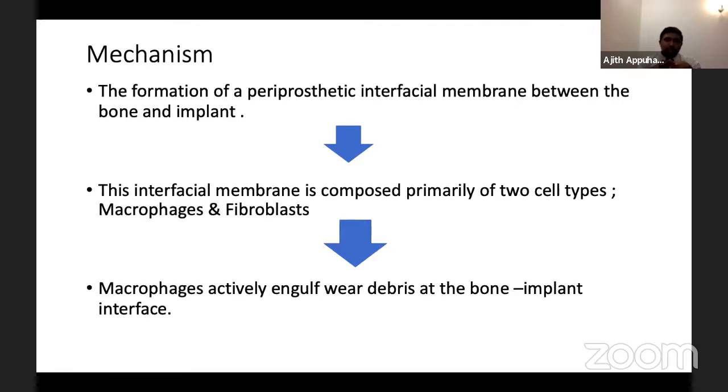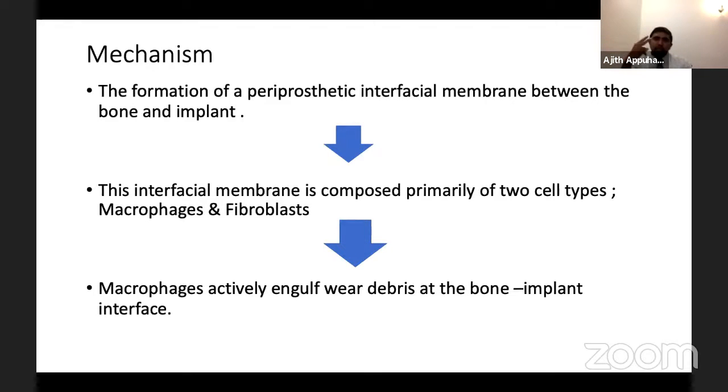So the mechanism: I discussed the effective joint space. All wear particles traverse through this joint space, and then they create the periprosthetic interfacial membrane between the bone and the implant. Due to the traverse of this joint fluid, they form the interfacial membrane.